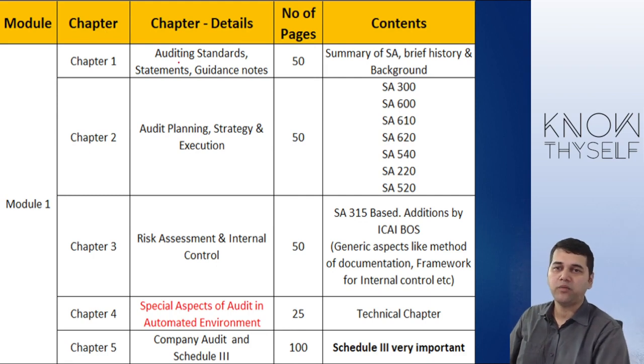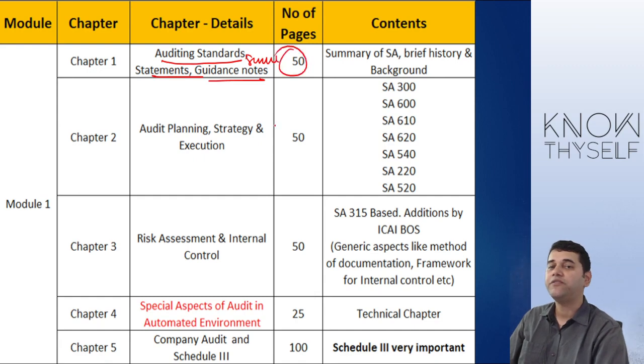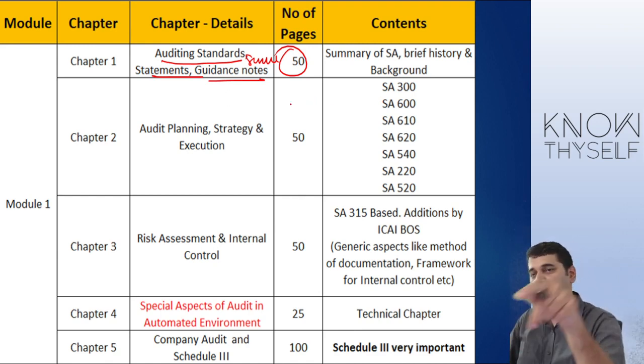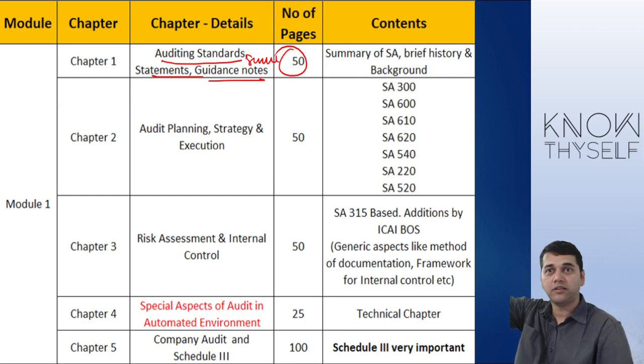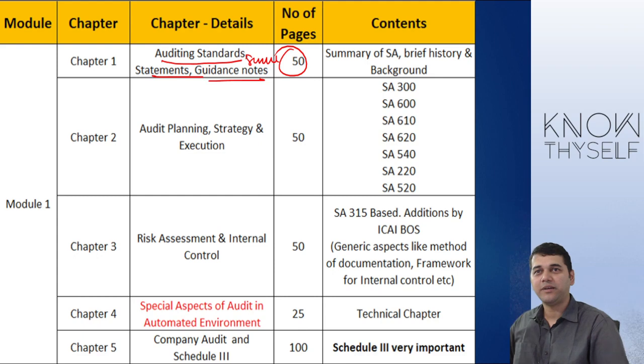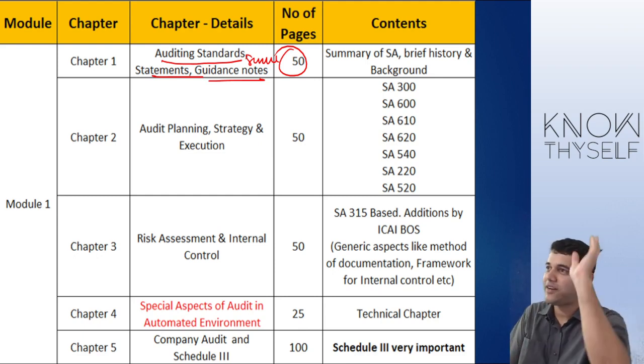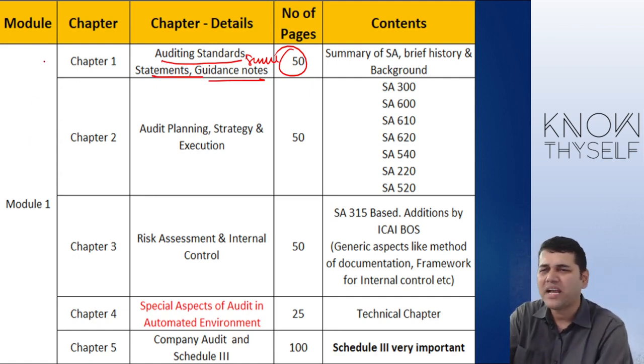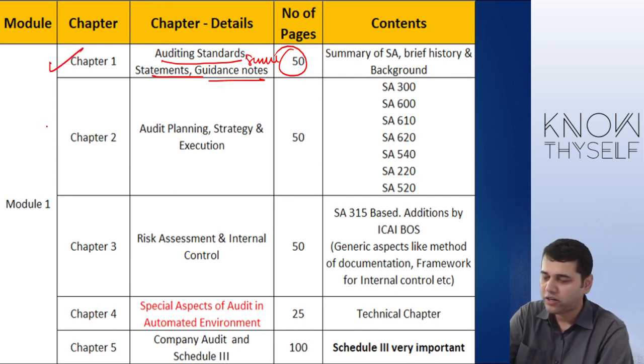Now in my chapter 1, they have told about auditing standards, statements and guidance. They have given a summary in 50 pages, a summary of every one of your standards and some brief history and background of standards on auditing. When they are speaking about brief history, they didn't start with the earth and life. They started from 1982 when the Auditing Practices Committee was started. Now, once you prepare standards, you can skip this chapter. You need not read it, because they have given the summary of every single chapter.